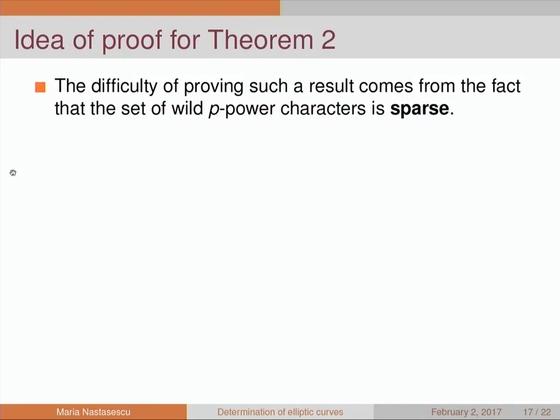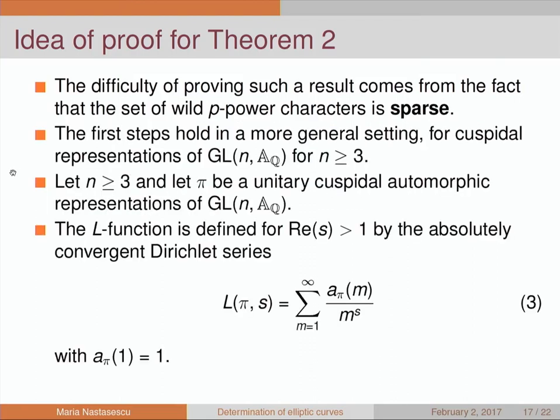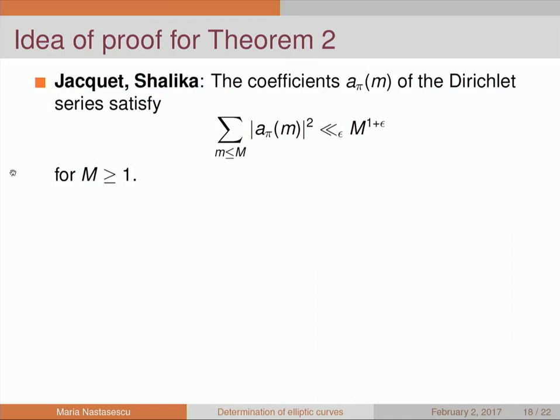So the difficulty of the proof of the second theorem that I mentioned comes from the fact that the set of p power characters is sparse. So what I do is I can do the first steps for GLN. So I look at a cuspidal automorphic representation of GLN. It has some Dirichlet series expansion like this. If pi is tempered, then we have such an asymptotic bound for the coefficients of the Dirichlet series. And even if we don't have that pi is tempered, we have this asymptotic bound unconditionally.